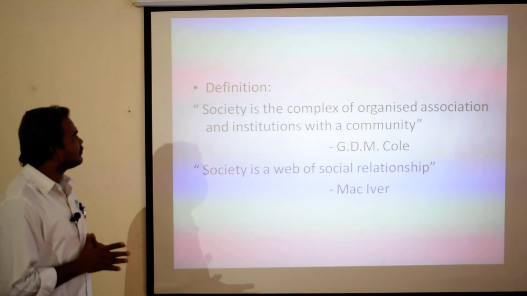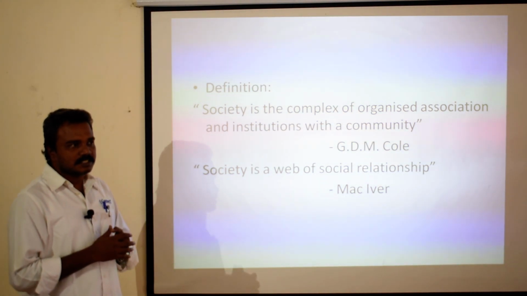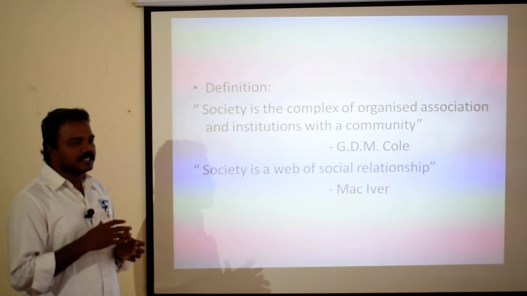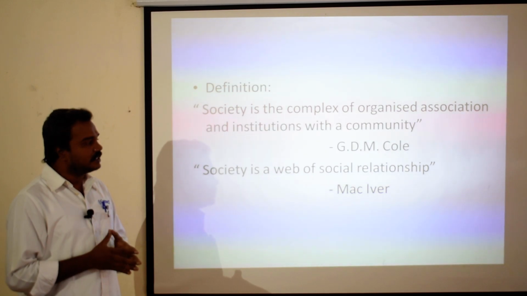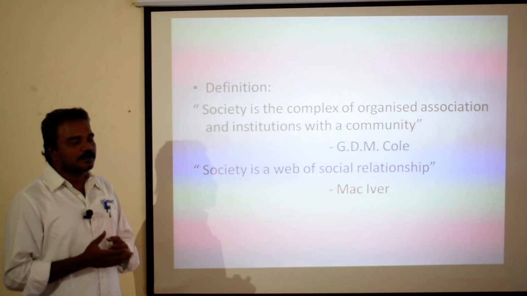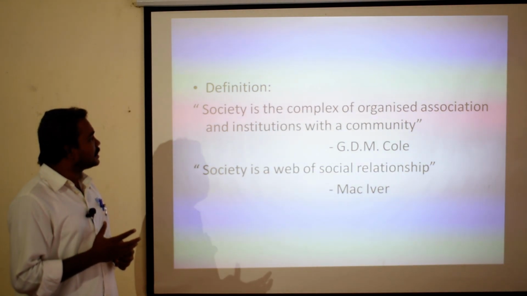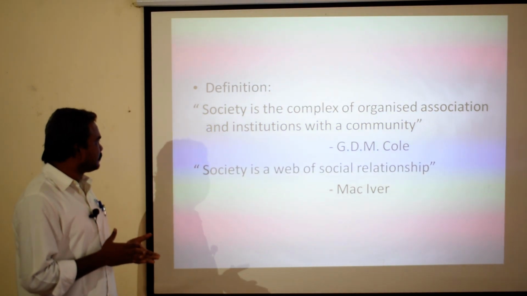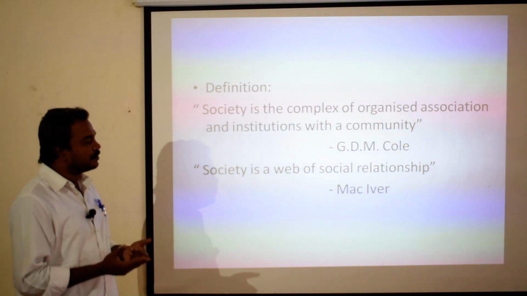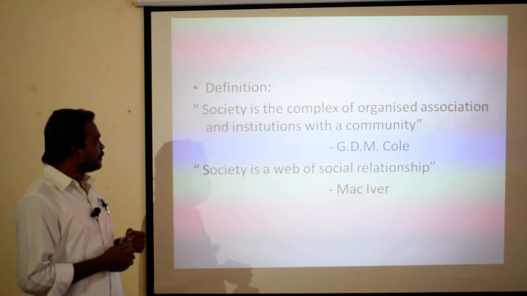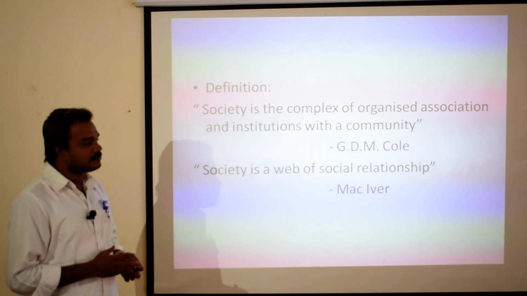All right, definition. We have several sociologists, many experts who have done enough research in this field. They have given their own definitions. G.D.H. Cole has said society is the complex of organized associations and institutions within a community. And MacIver has said society is a web of social relationships.